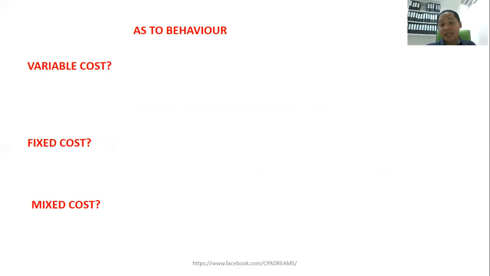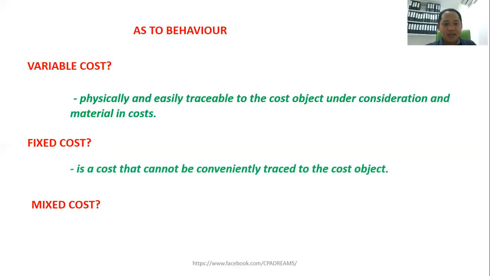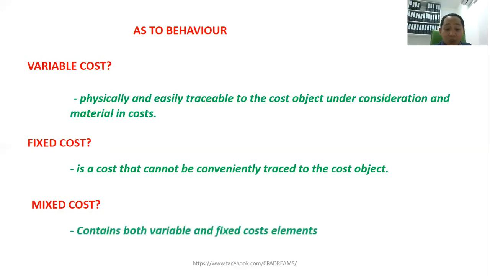So as to behavior, we have variable cost. So these are very important kasi ito lagi ang nami-mention especially on the break-even analysis or cost volume profit analysis. Dito papasok yung variable cost which is physically and easily traceable to the cost object under consideration. Dito rin papasok yung fixed cost. It is a cost that cannot be conveniently traced to the cost object. Mixed cost contains both variable and fixed cost elements. So, combine siya. I will dig deeper on this on my next topic. Okay, so much better sa CVP ko siya i-tackle, para talaga ano yung mga variable cost and ano yung mga fixed cost.